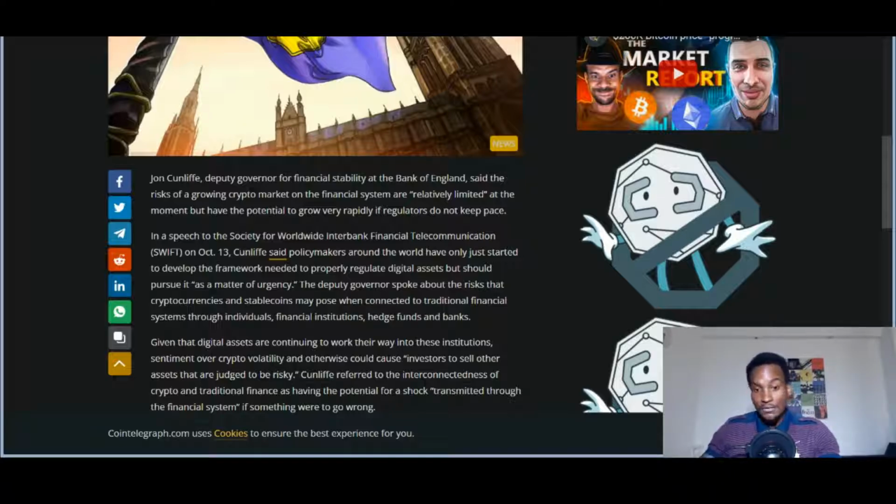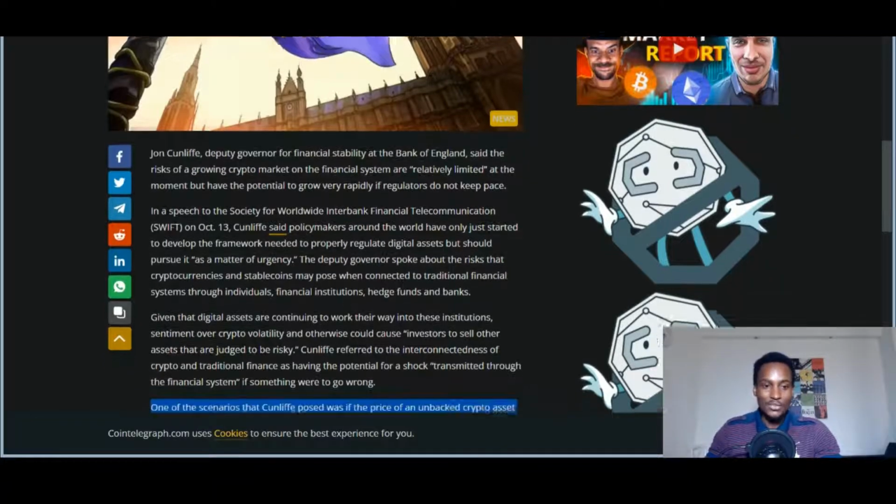So the deputy governor spoke about the risks that cryptocurrencies and stablecoins may pose when connected to traditional financial systems through individuals, financial institutions, hedge funds, and banks. So the focus here is not just on retail investors that usually get told, hey, you're not allowed to invest in crypto if you're not certified, if you don't earn $200,000 a year or have $1 million in savings or whatever. So I guess this is encapsulating everyone as individuals, but also financial institutions, hedge funds, and banks. So all the big boys.